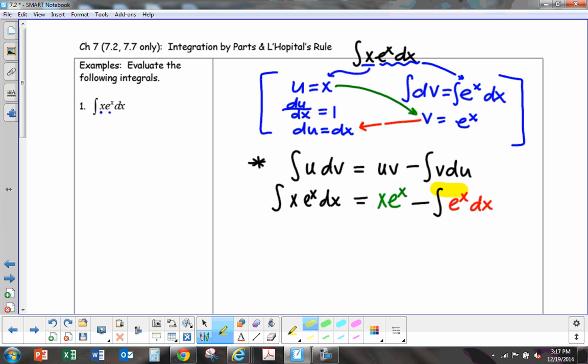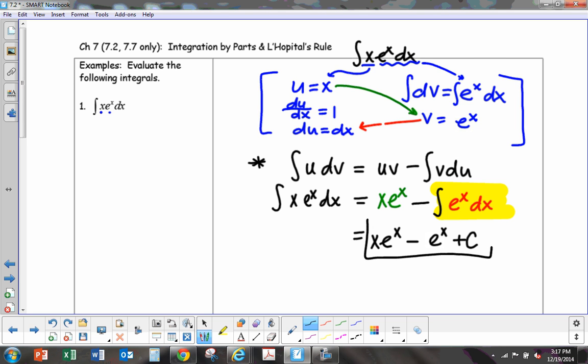This piece over here, e to the x dx, that's an easy integral. And the other component, the uv, I don't have to do anything with that. So I can just leave it. So this is equal to x e to the x minus, and the integral of e to the x is e to the x, and this is the point where we put in our plus c. So my original problem is equal to this. It's definitely different. We haven't seen anything like this up until now.